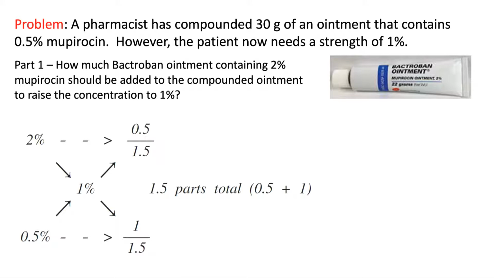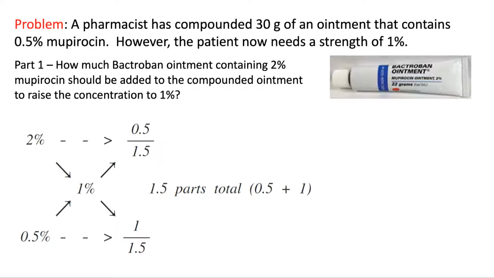Starting at the 2% and following the arrows down diagonally from upper left to lower right, we would cross subtract. So 2 minus 1 gives us 1 in the lower right. And doing the same thing from the 0.5%, following the arrows diagonally up from lower left to upper right, we would take the 1 minus the 0.5 and put a 0.5 across from the 2.